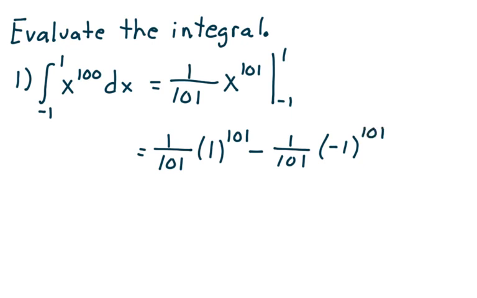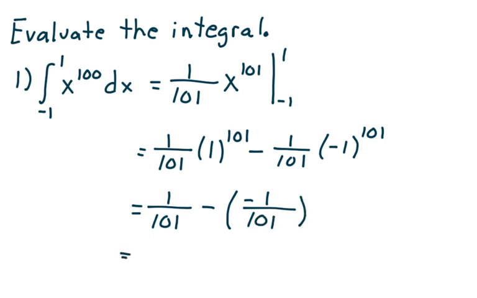So 1 to the 101 is 1. 1 times 1 over 101 is 1 over 101. So we get 1 over 101 minus. And then -1 to the 101 is -1 because 101 is odd. And then -1 times 1 over 101 is -1 over 101. So we get minus -1 over 101.